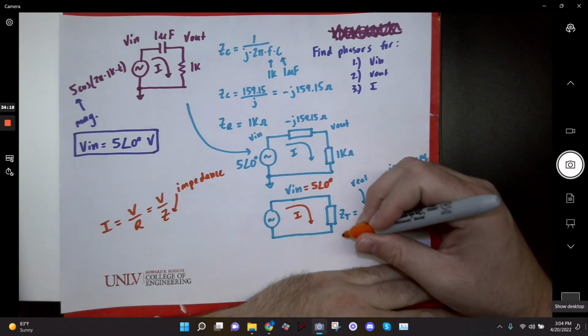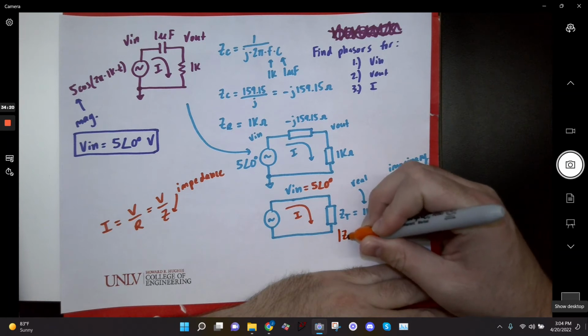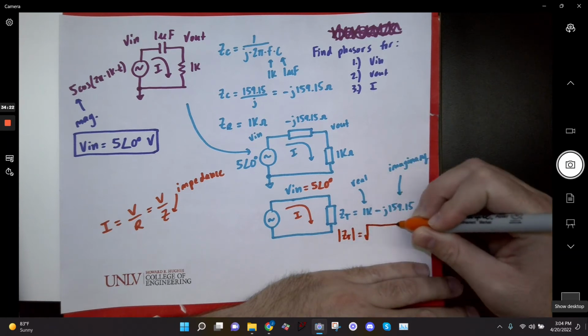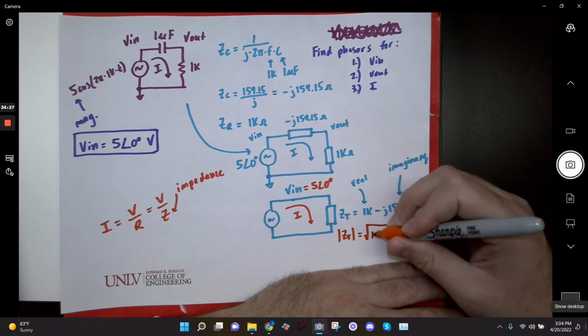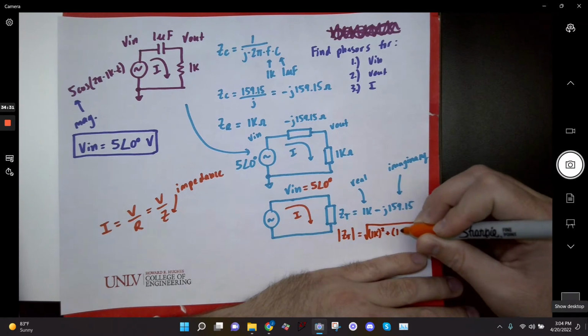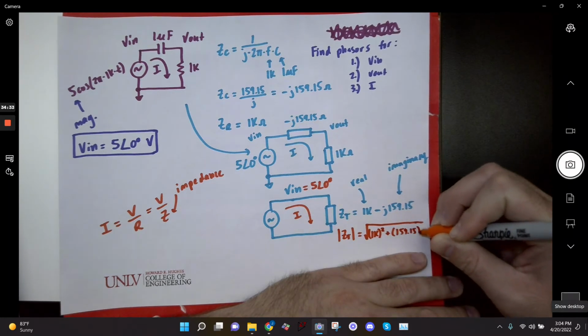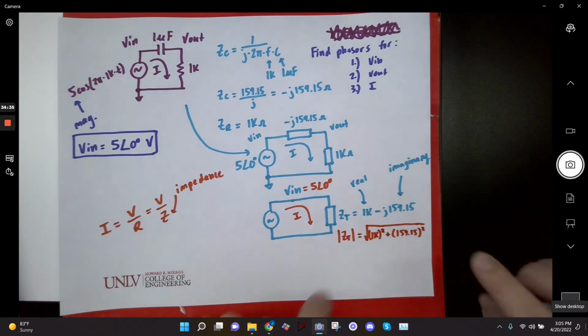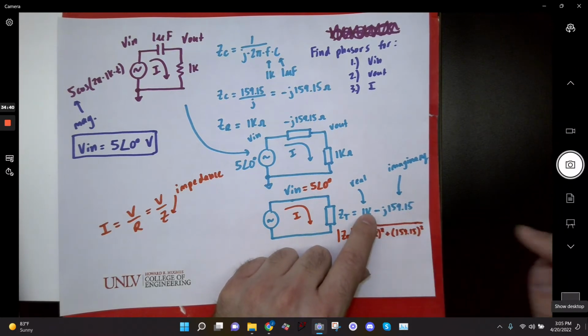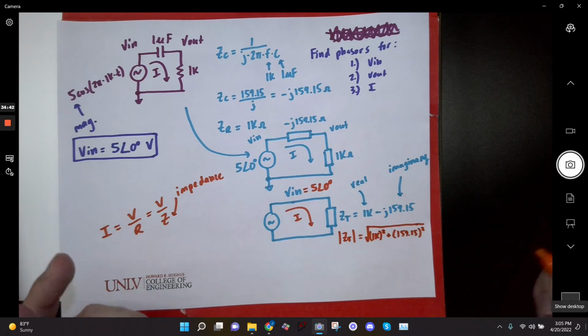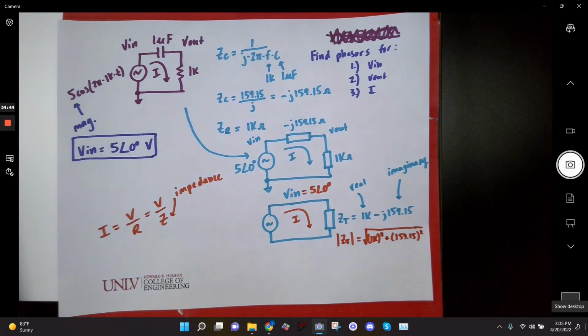What did I say? I said that the magnitude is equal to the square root of the real part squared plus the imaginary part squared, right? So this is going to be 1k squared plus 159.15 squared. Note that the negative doesn't matter when we find the magnitude, because if I square a negative, I still get a positive. So I'm not writing the negative 159 because it doesn't matter. You could. It's going to square and it's going to go away.